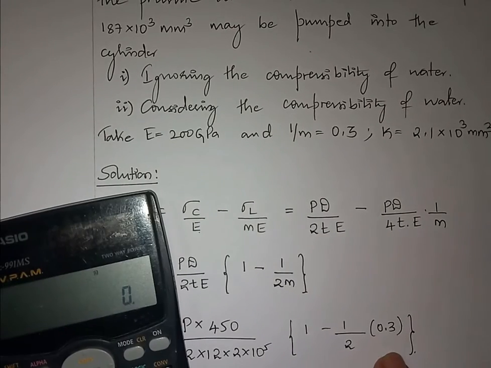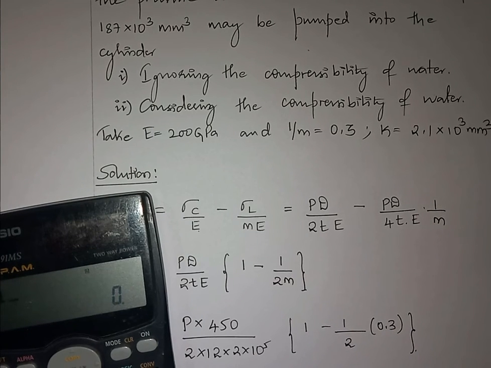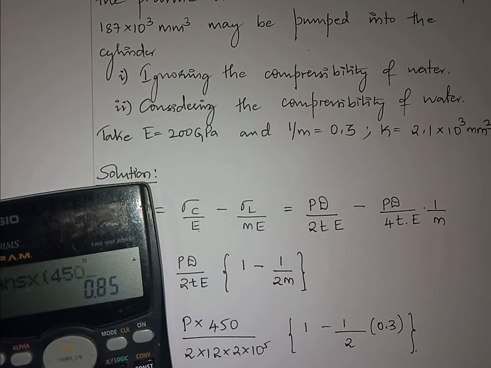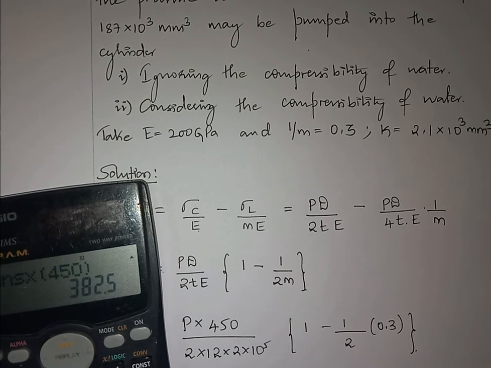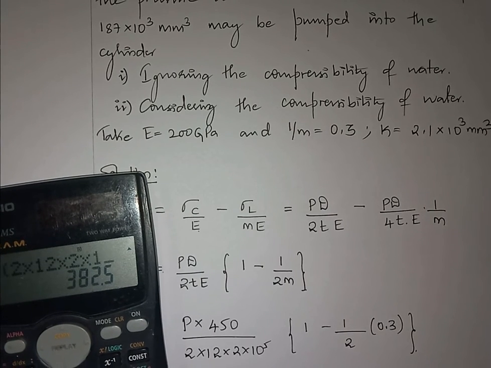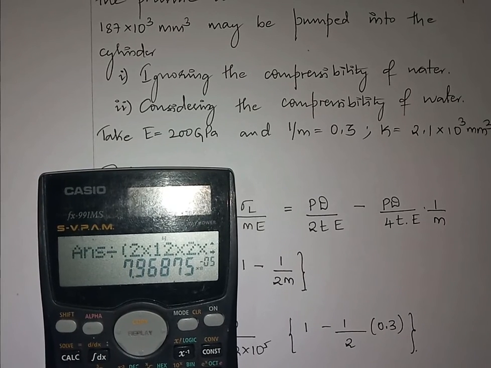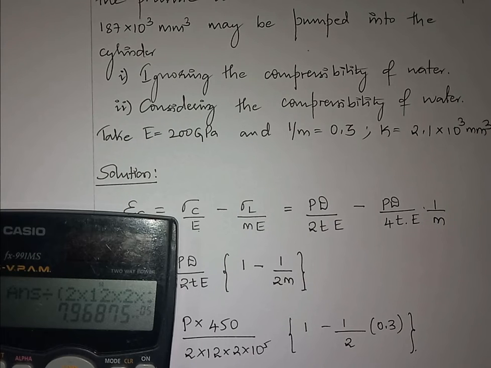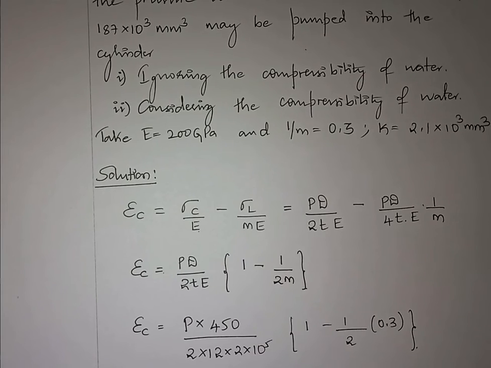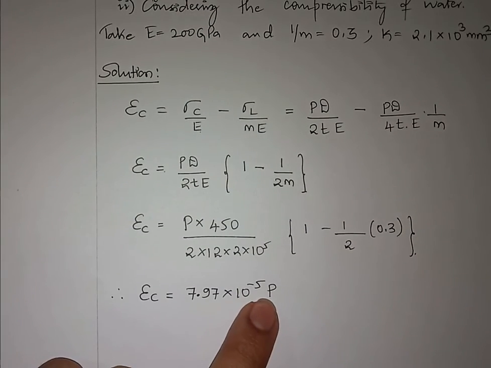Once again I'll confirm it. So it is 0.3 divided by 2 is 0.15. 1 minus 0.15 is 0.85 multiplied by 450 is in the numerator. So this should be divided by 2 into 12 into 2 into 10 raised to 5. So I'm getting the value as 7.96. That I have taken as 7.97 because third digit is 7.968. Right, so 7.97 into 10 raised to minus 5. Value of p is unknown. I have kept it as it is.